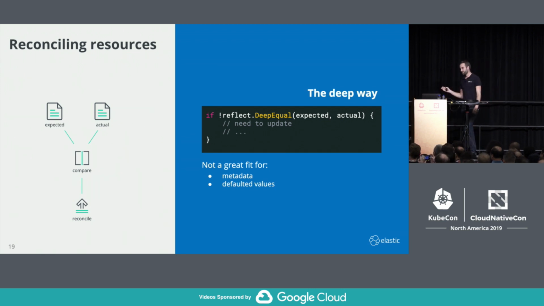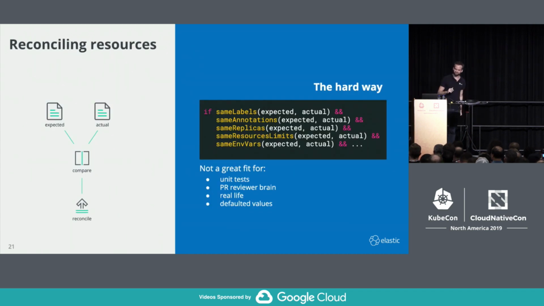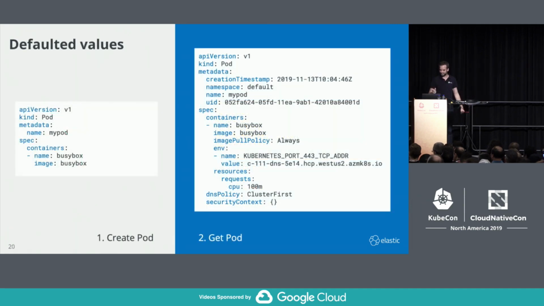So how do you do that comparison? Well, a naive way to do that would just be to use reflect.DeepEqual. So if the 2 resources match exactly, that's fine. You don't need to update. Otherwise, you need to update. But that doesn't work quite well because, here, say on the left, I'm creating a pod. It's a minimalistic pod. I create it this way. Then if I retrieve it, that's what I get back. That's not exactly the pod I created, right? There's a whole bunch of metadata that was added by Kubernetes.